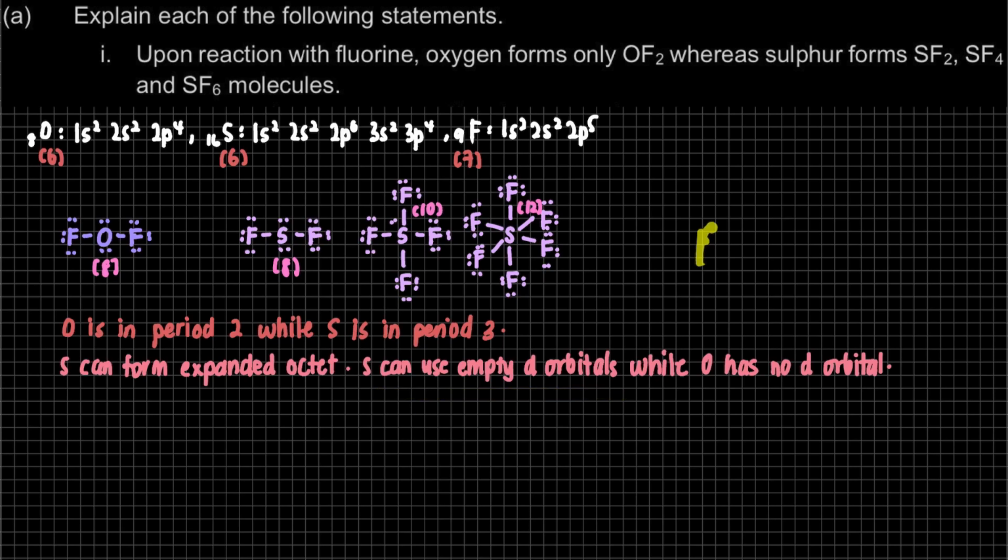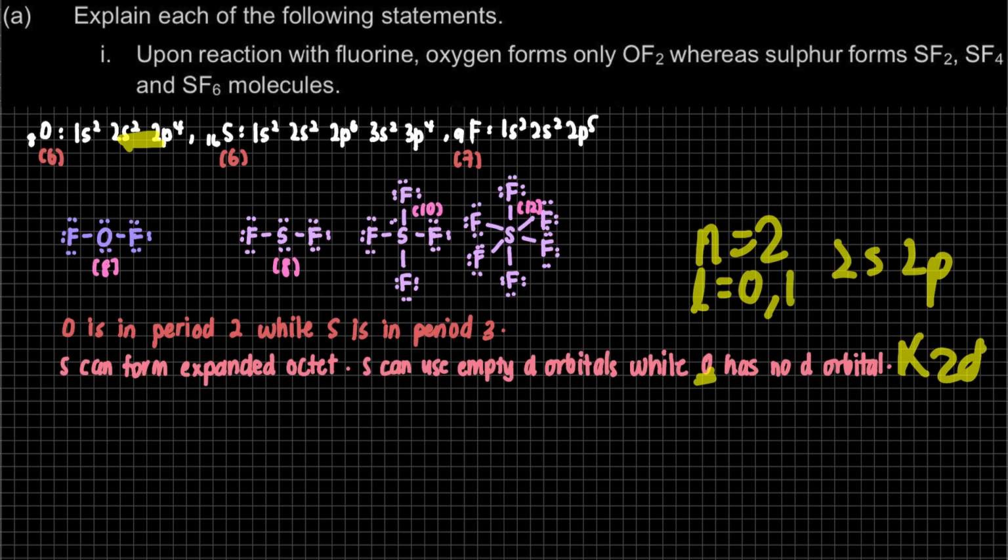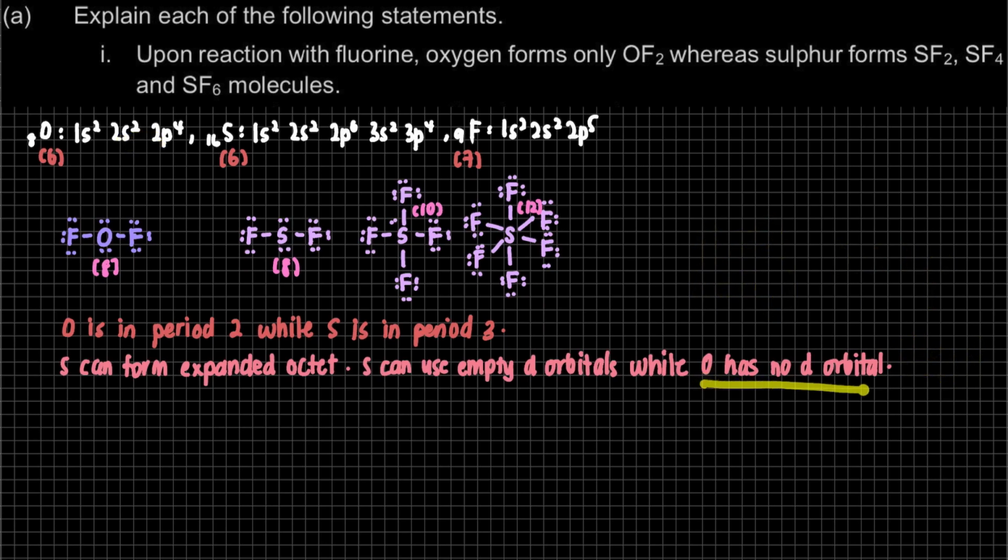And remember, when L is equal to 2, L could only be equal to 0 and 1, which means that 2s and 2p only. For the case of oxygen, the highest n is n equal to 2, there's no 2d orbital. So that's what I've mentioned here. O has no d orbital, unlike the others that have an empty d orbital which can be used to fill the electron. That's why it can form an expanded octet. That's for question 1 Roman.